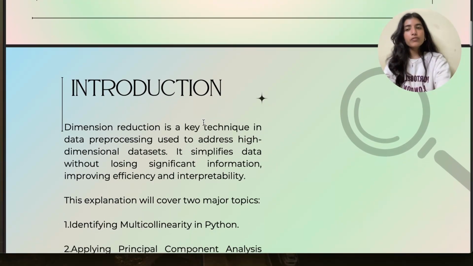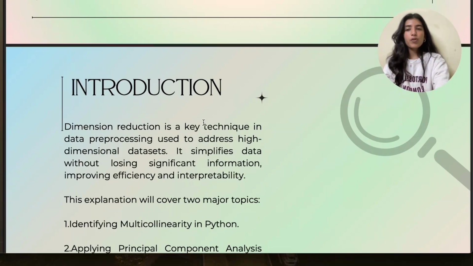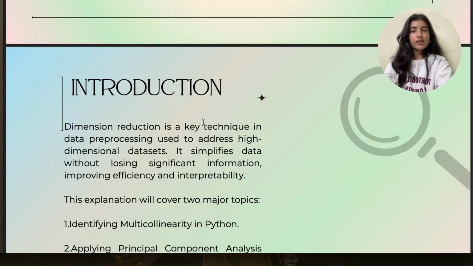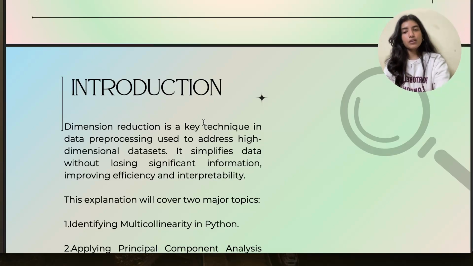Have you ever felt overwhelmed by datasets with too many columns to make sense of, or wondered how to simplify your data without losing important information? That's where dimension reduction comes to the rescue. Today, we'll talk about two powerful techniques: identifying multicollinearity and applying principal component analysis, or PCA. These are essential tools in your data science toolkit to make your data cleaner, simpler, and more effective for machine learning models. So let's dive in.